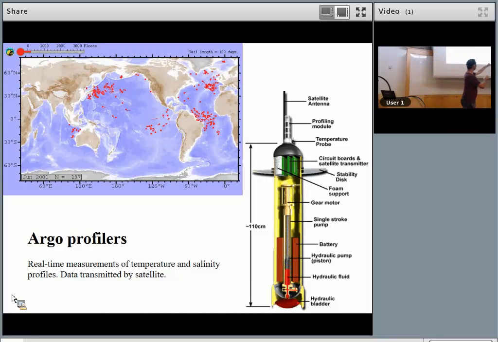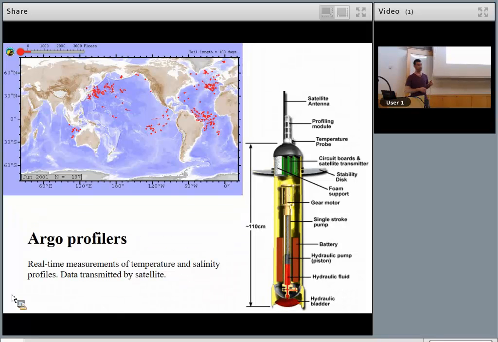So this is about 1.5 meters high, and this is an instrument that can go to a certain depth, and then will profile automatically the water mass properties while going back to the surface and transmit the data by satellite. Every 10 days you get a CTD profile. And so every 10 days you get 3,500 of them. And so we have a global coverage of the interior of the ocean right now, up to 2,000 meter depth.